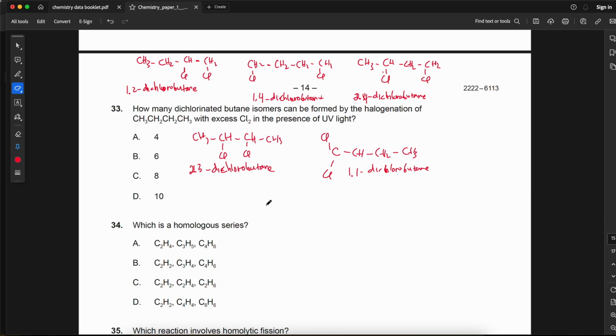And the other one is CH3, Cl, Cl, CH2, CH3. So that would be 2,2-dichlorobutane. You cannot put it right here because it's symmetrical, so that would be 2,2 as well. So the answer is 6. There is no other way except you try to find out all the possibilities of the isomers with different naming or structure, and that's the only way to find the isomers.